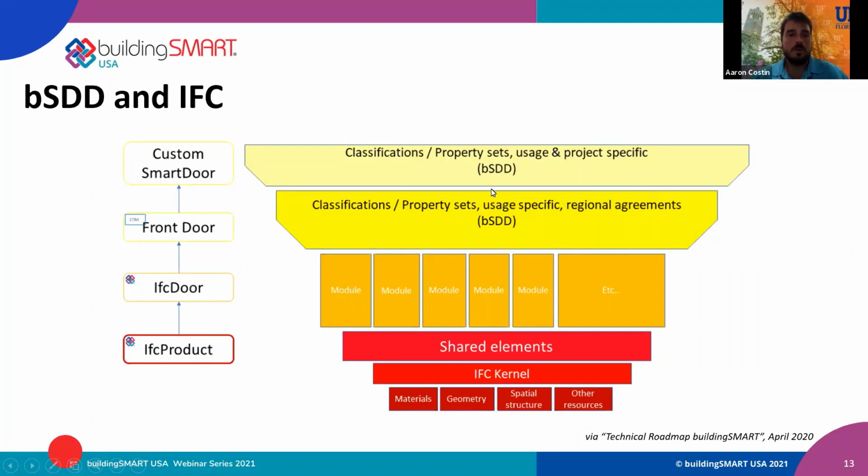So now individual domains or user groups can define their own classifications on top of those. The large-view example is a product moving down to the door, to the IFC door. Using those concepts, these domains can now put additional use sets and property sets to make it a front door, and even further to make it a custom smart door. So having this relationship with the bSDD on top of IFC is going to be powerful for the future of defining our elements.